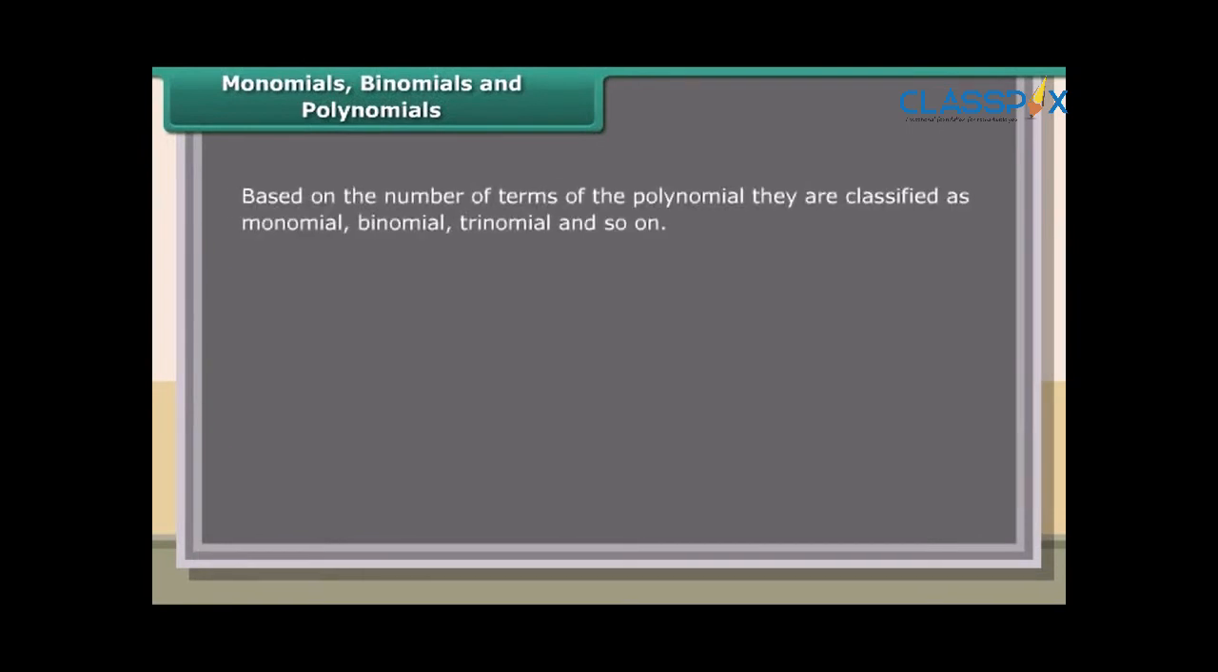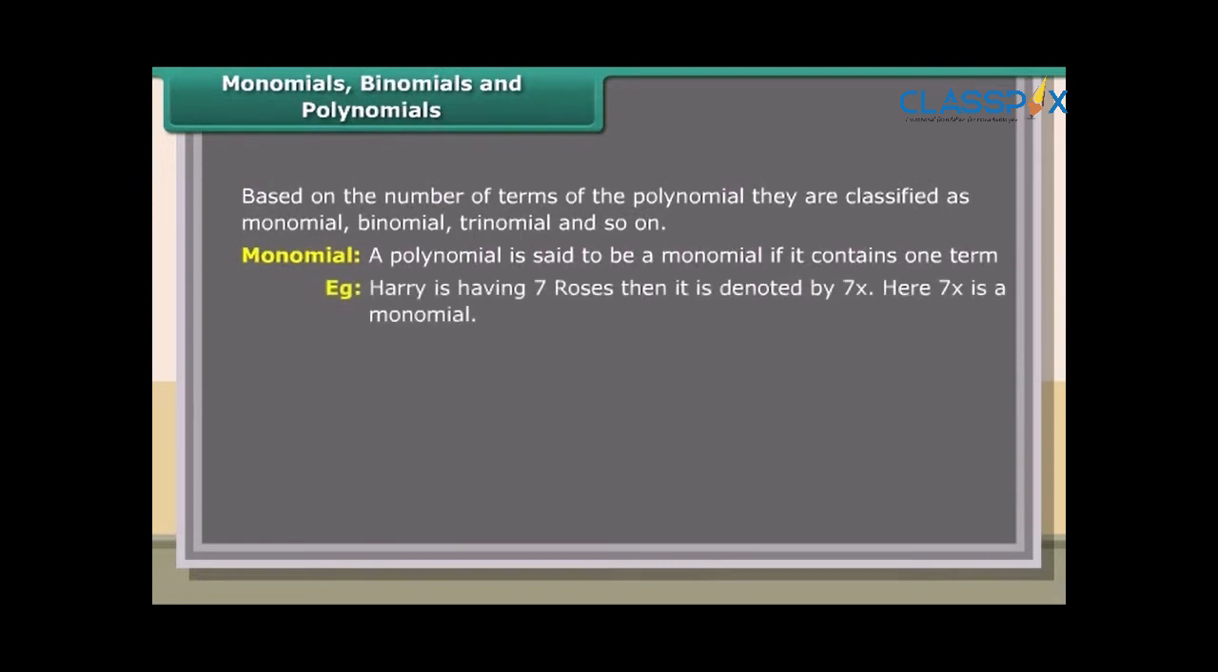Monomials, binomials, and polynomials. Based on the number of terms of the polynomial, they are classified as monomial, binomial, trinomial, and so on. Monomial: a polynomial is said to be a monomial if it contains one term. Example: Harry is having 7 roses, then it is denoted by 7x. Here, 7x is a monomial.